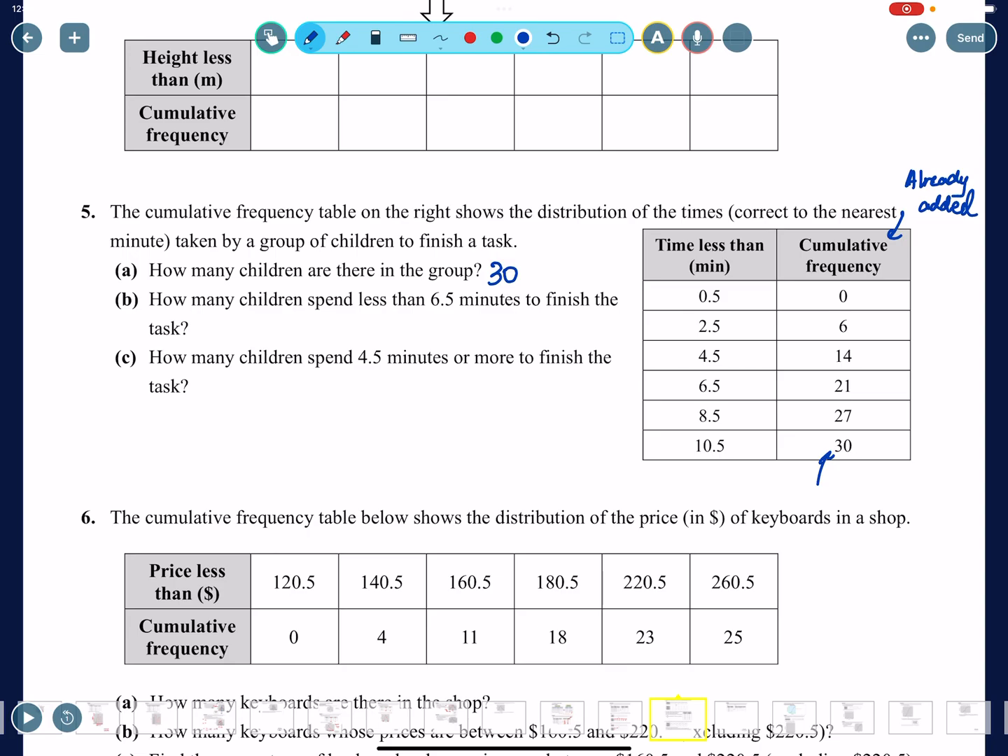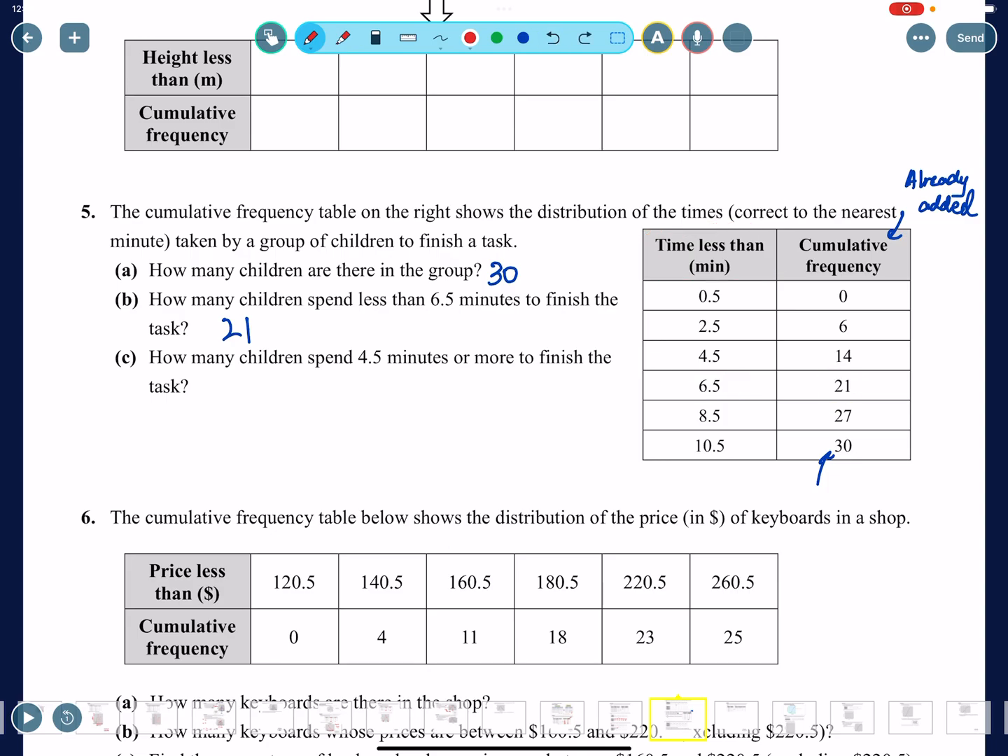right? So how many students are less than 10.5 minutes? It's 30. How many children spend less than 6.5 to finish the task? Well, that's easy to understand. 21. You don't do 21 plus 14 plus 6. You just put 21. It's already calculated. So the number of students that spends less than 6.5 is 21.